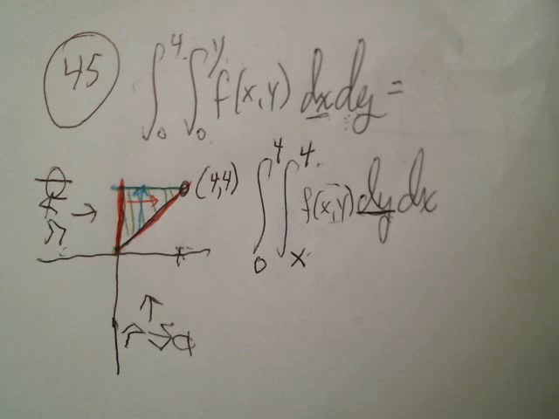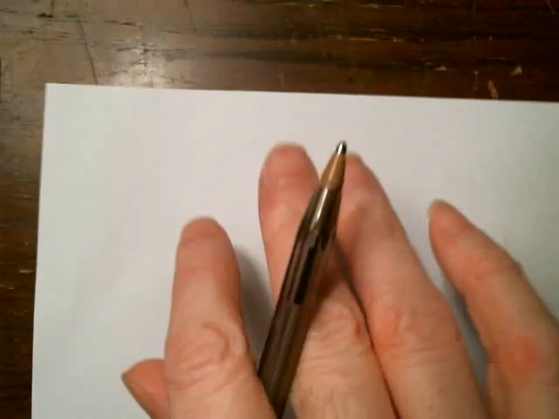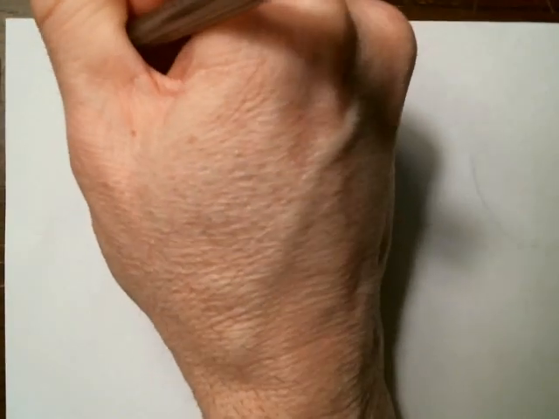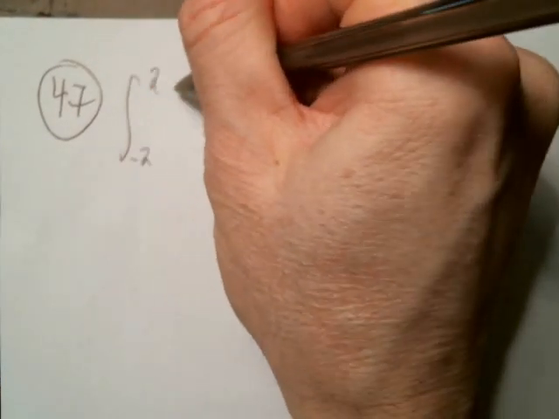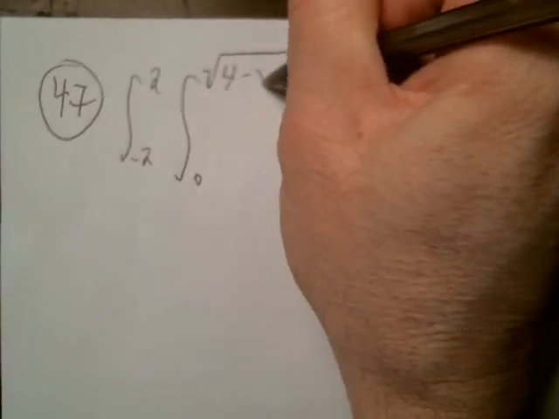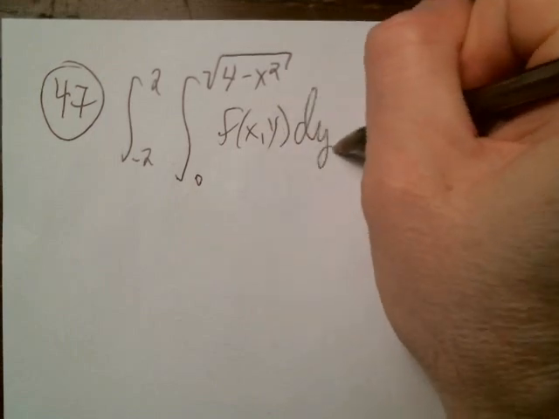Okay, let's try another one. We're going to have a lot of circles to deal with, and eventually that means we're going to have to worry about converting everything to polar coordinates. So this is 47, and I'm going from -2 to 2 in the outer integral, 0 to square root of 4 minus x squared in the inner integral, and then I got f of x, y, dy, dx.